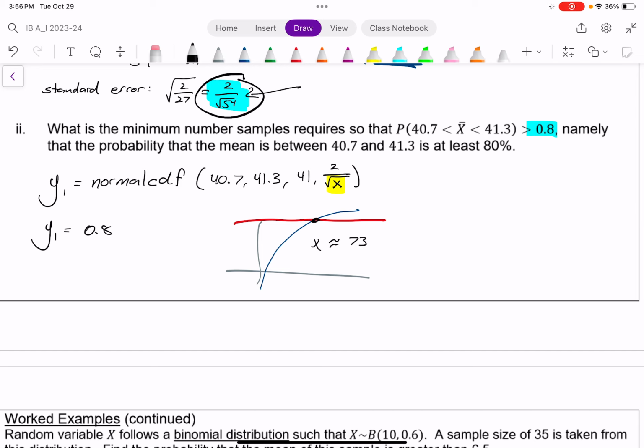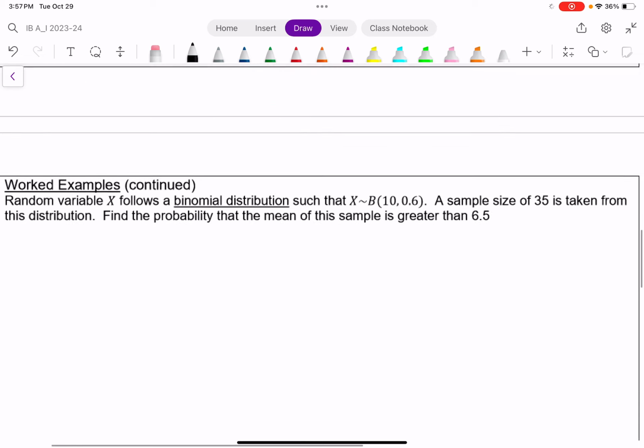The question does ask, what is the minimum number? So we need at least 73 samples. If you take at least 73 samples of this data, we have an 80% probability that the sample mean will be between 40.7 and 41.3. And again, the larger the sample, the greater the probability it'll be between there, because more and more it'll approach the actual mean. That's it.